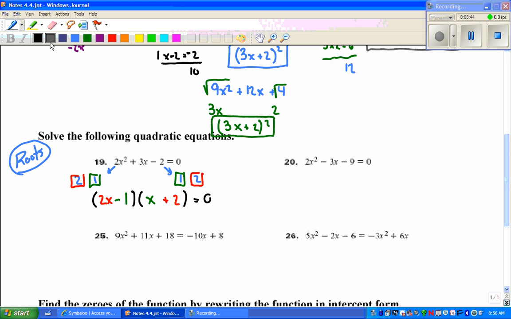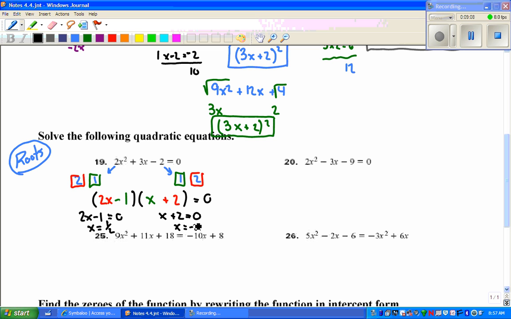Okay? Now, here's what happens. Now we've got to solve both of these separately. So I have 2x minus 1 is equal to 0, and I have x plus 2 is equal to 0. And that's because of the zero product property. When you solve this one right here, you're going to end up with x is equal to 1/2. And you solve this one and you get x is equal to -2.